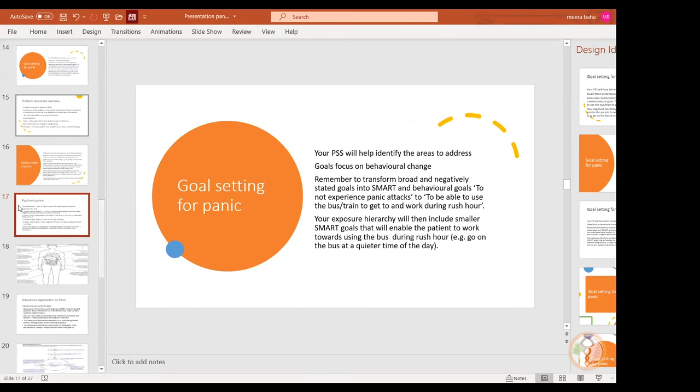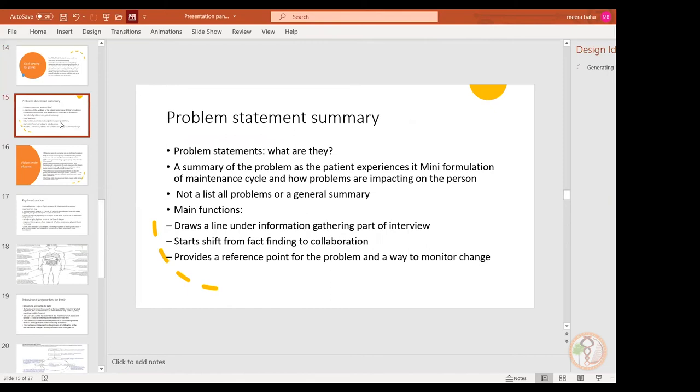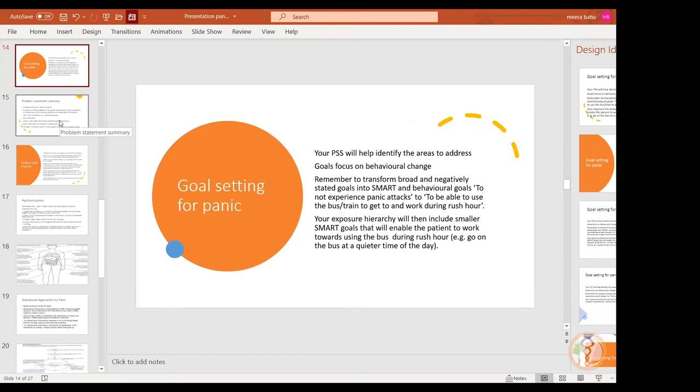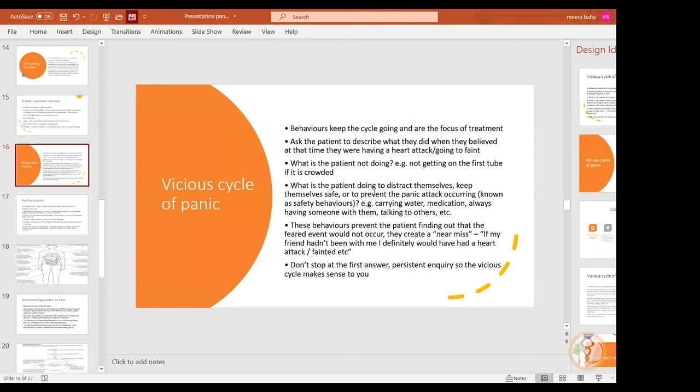Okay, that is behavioral exposure. What do you do then before you take them there? Oh, sorry, I will have to, you know what PSS is? You know what PSS is? We talked about it maybe last time, I don't remember. But the PSS is always after you have assessed, you will have a problem statement summary.